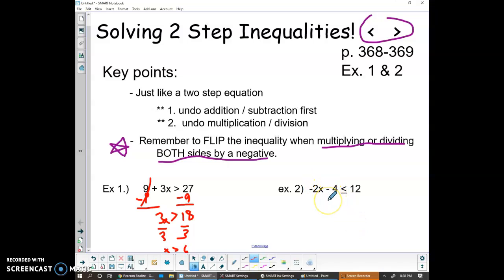Once again, undo the plus or minus first. The minus 4 is further away, so we're going to add 4 to both sides first. If we add 4 to both sides, we'll get negative 2x is less than or equal to 16. Now, to get rid of the negative 2 times x, we're going to divide both sides by negative 2. When we divide both sides by negative 2, now we will flip our inequality. So less than or equal to becomes greater than or equal to. So we have x is greater than or equal to negative 8.